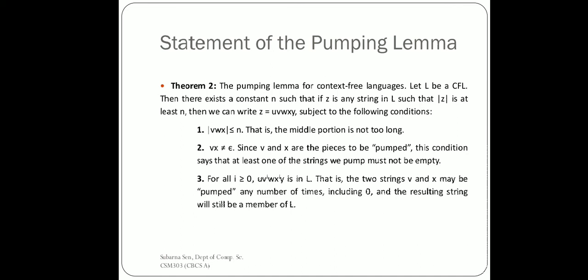It is very similar to the case of regular languages that we have seen. So what should be the form? u v to the power i w x to the power i y. We have to prove that this is also in L, or CFL. Then only will we say that the language is in CFL. If we can prove this is wrong, then the language will not be in CFL. Fine, so this is the statement.